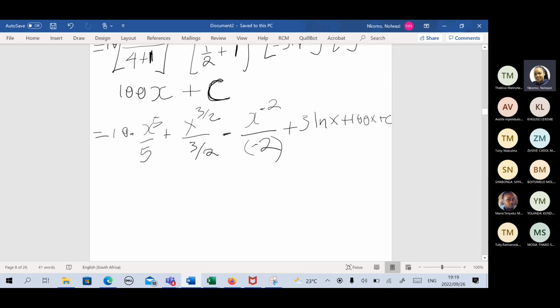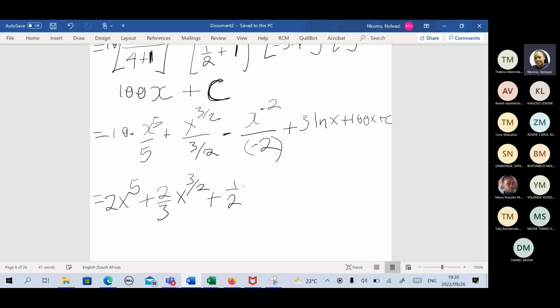Okay, you see, we can still simplify this function further. If we do that, we have 10 divided by 5, and that will give us 2x to the power 5. And we have x to the power 3 over 2 divided by 3 over 2, and we can write this as 2 over 3 x to the power 3 over 2, right? And we have this divided by minus 2, meaning minus divided by minus is plus, so we can write this as 1 over 2.